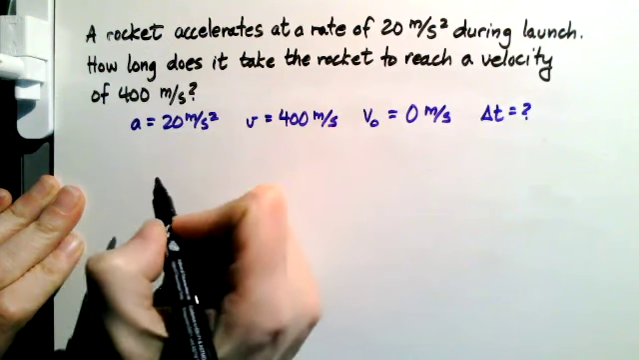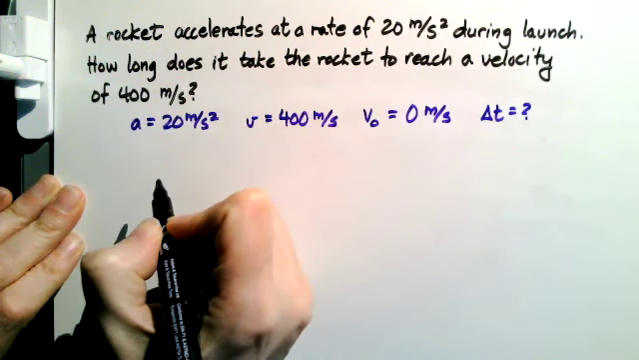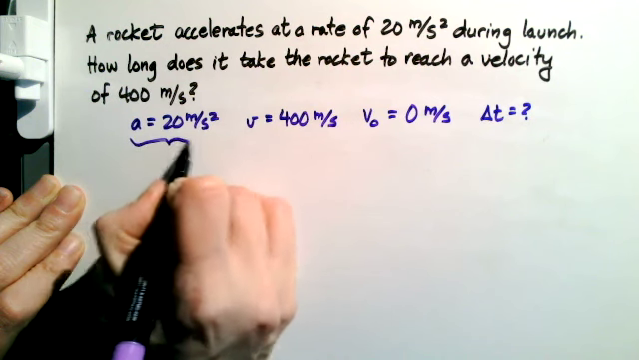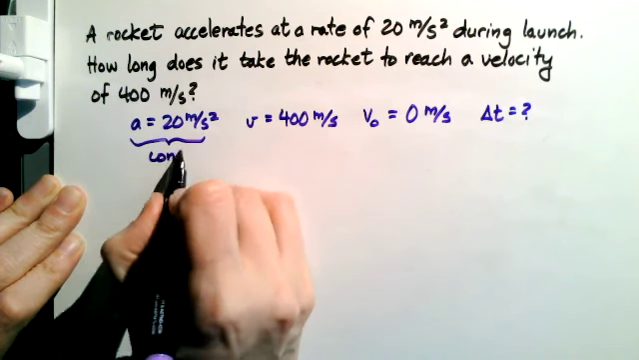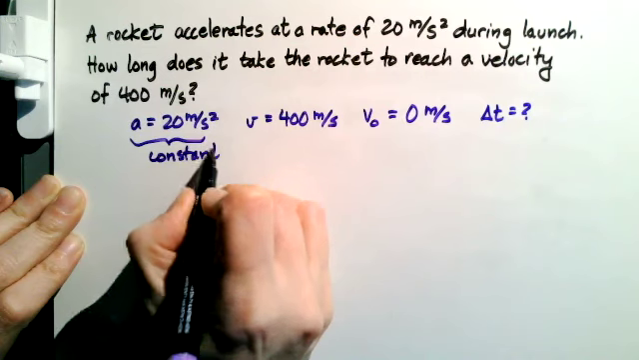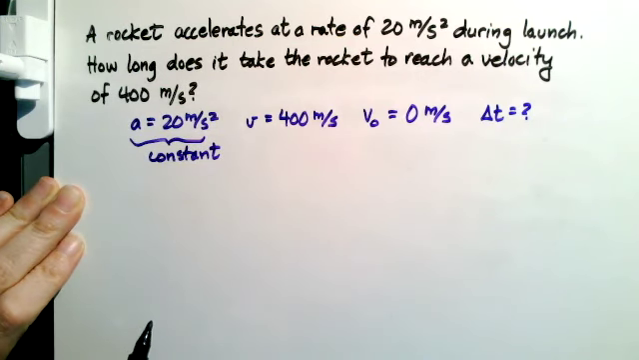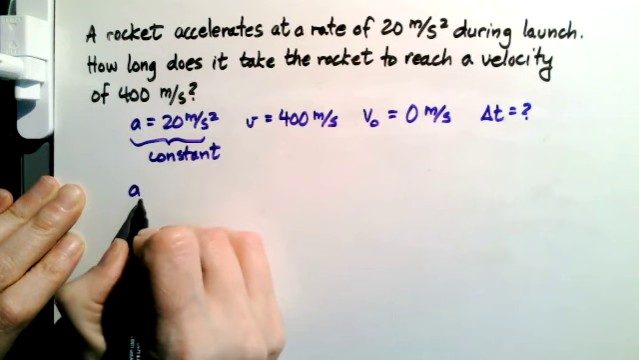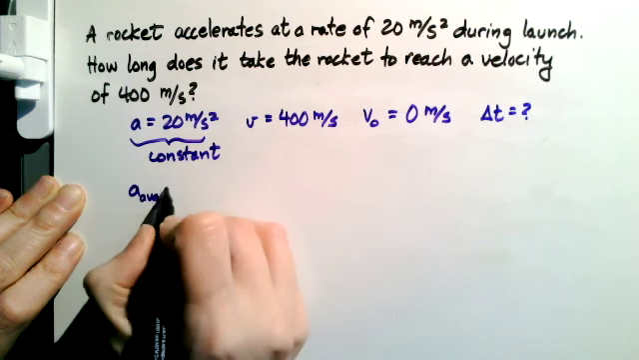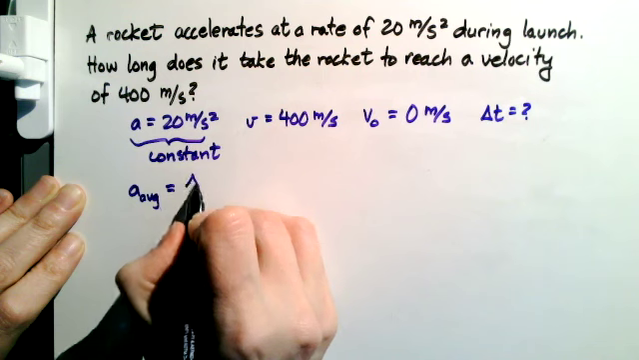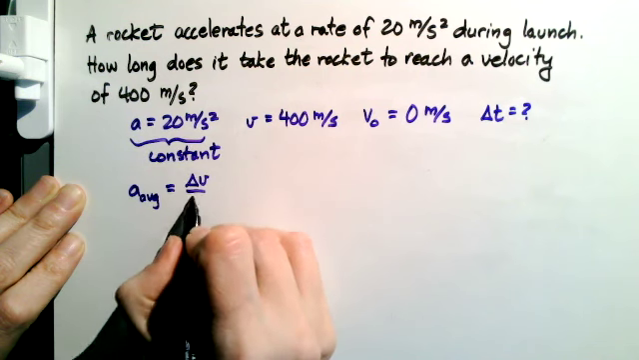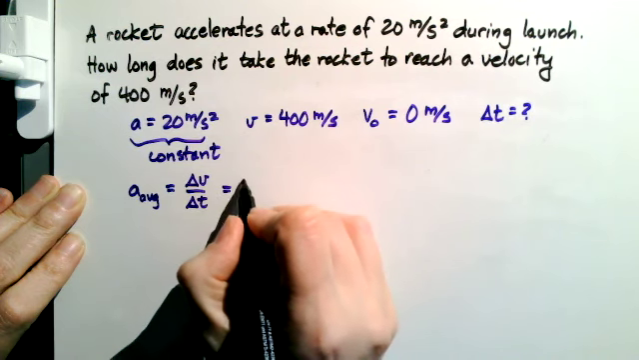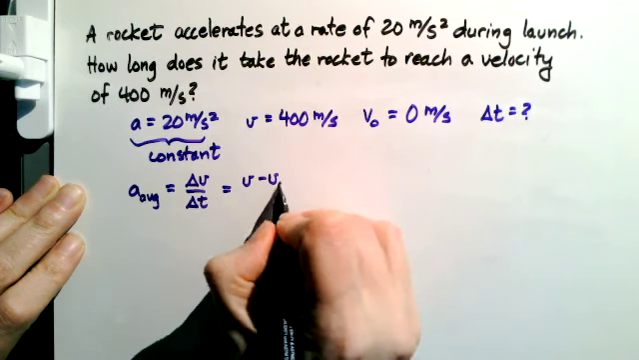Since we're given this acceleration and it's just a constant value, it's not a function that changes in time, we can assume that the acceleration is constant. And that's significant because what we're going to do is derive some equations that only work when the acceleration is constant. To derive these equations, we're going to use the definition of average acceleration, which is the change in velocity over the change in time.